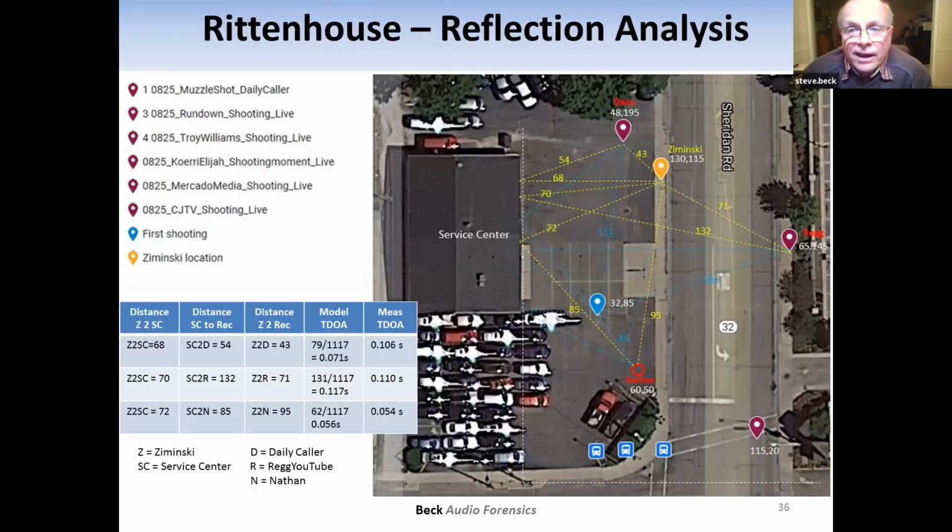And the other thing that I did is I went back and I did a complete kind of a ray tracing analysis of the reflections. And I went and compared those all to the measurements that I made of all of my reflections. And it turns out they're very, very close. So that gave me a lot of confidence of where that other shooter was relative to where Rittenhouse was and all of my receivers.